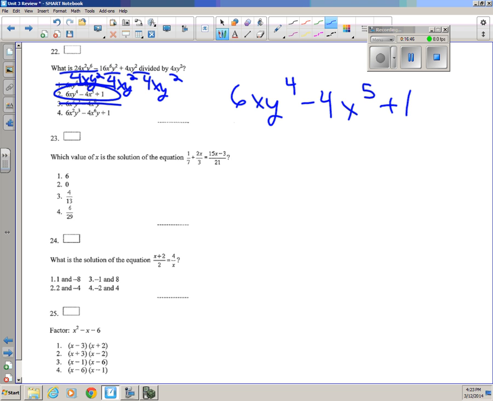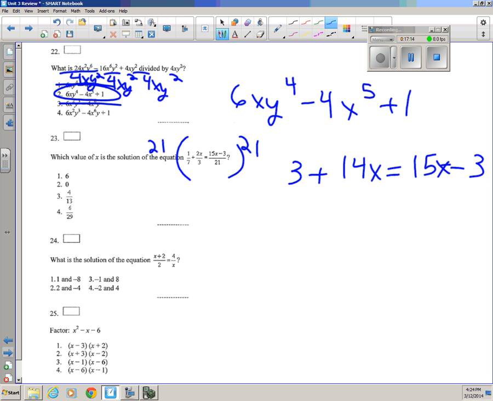Next problem, I'm going to do math. I'm going to use 21 to clear all my denominators. Hopefully I get this one right. 21 divided by 7 is 3. 3 times 1 is 3. Plus 21 divided by 3 is 7. 7 times 2x is 14x. Equal to 21 divided by itself is 1, multiplied by 15x minus 3 is just 15x minus 3.